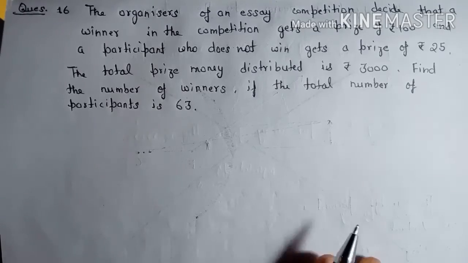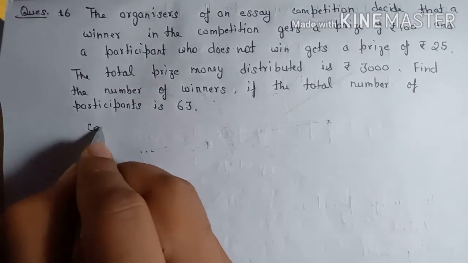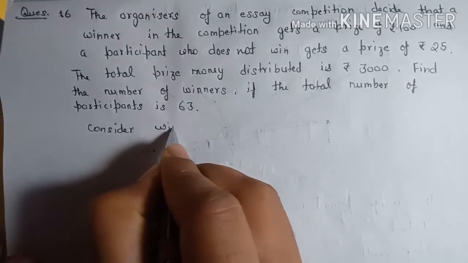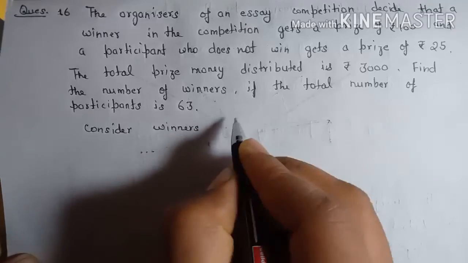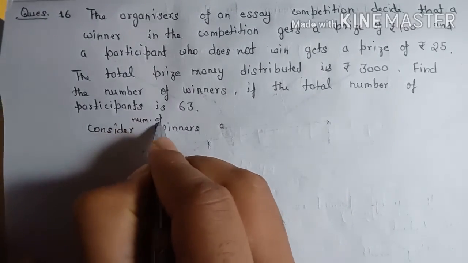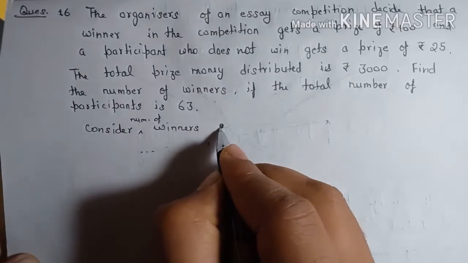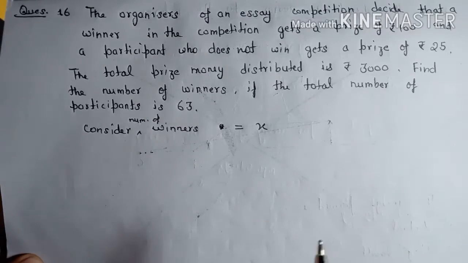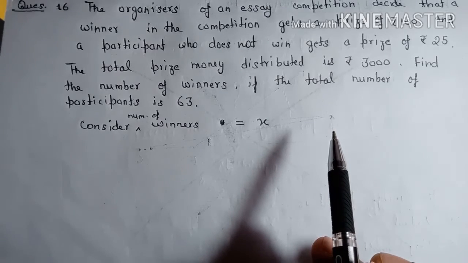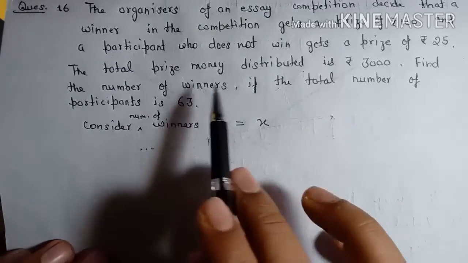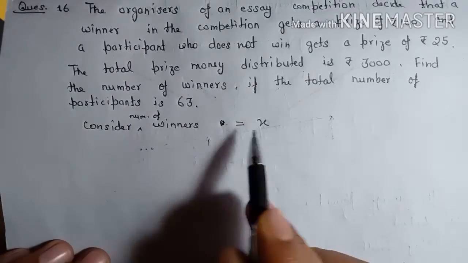Okay, so consider number of winners is equal to x. And you know what, it is very easy to get that what to consider. You have to consider that thing which is actually asked in this question, and you can see this is the number of winners. So take it is x.